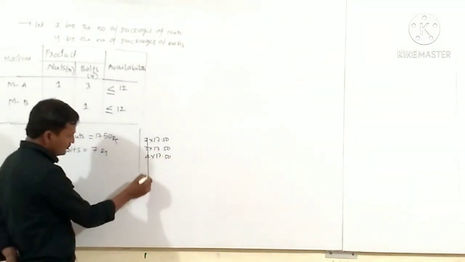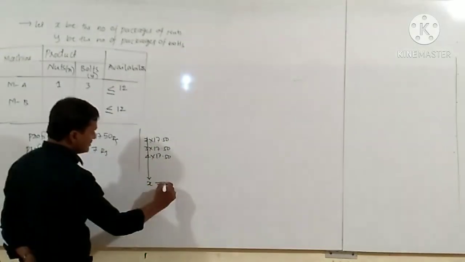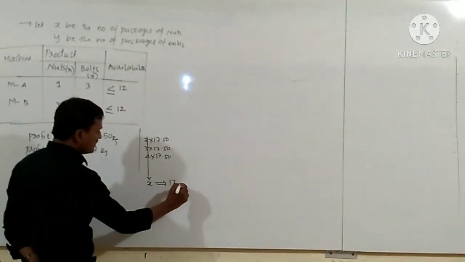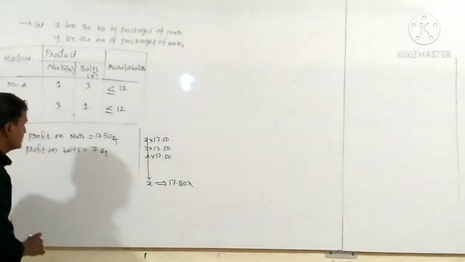Suppose if we produce x number of nuts, then what is the profit, 17.50 into x. Okay, right.